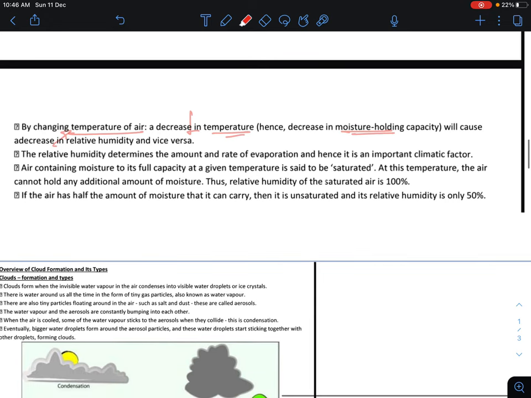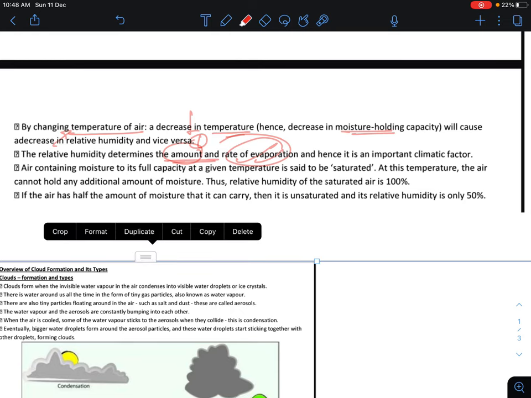Second point, relative humidity determines the amount and the rate of evaporation. What is the use or significance of relative humidity? It basically determines the amount and the rate of evaporation. Okay, so it is important as a climatic factor.